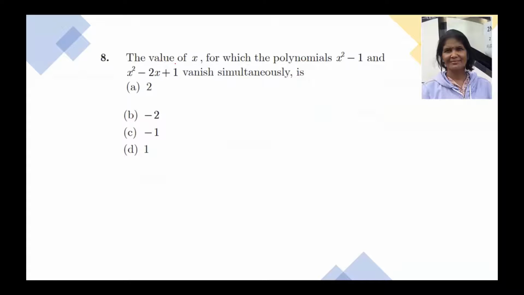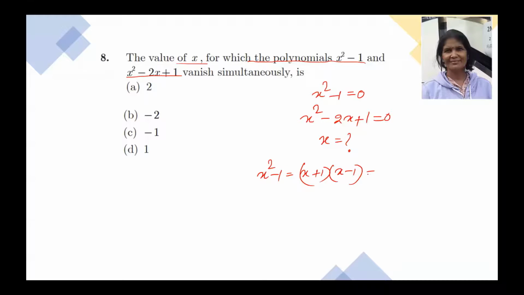Question number 8. The value of x for which the polynomials x square minus 1 and x square minus 2x plus 1 vanish simultaneously. Vanish means it will become 0. x square minus 1 will be 0, as well as x square minus 2x plus 1 is also 0. For what value of x do they become 0? No problem, just factorize. So x square minus 1 is equal to x plus 1 into x minus 1. This becomes 0 either at x is equal to 1 or at x is equal to minus 1. So these are the two possibilities.